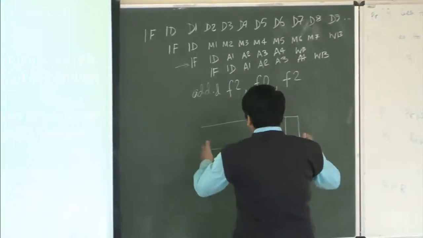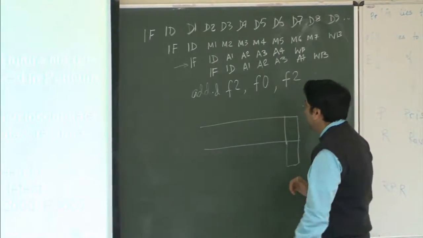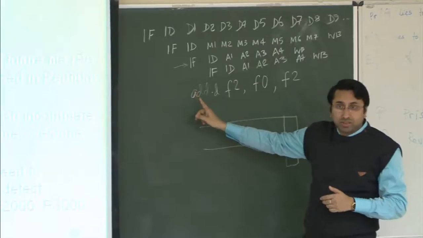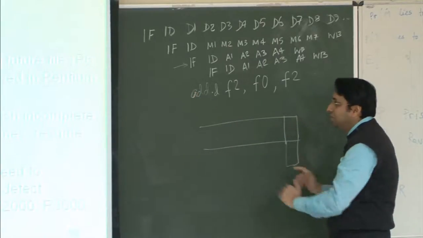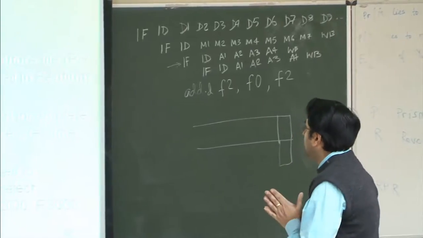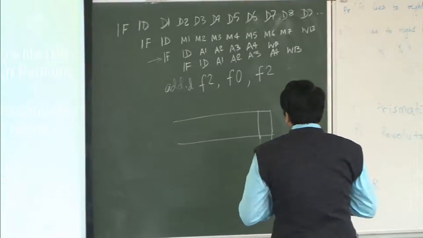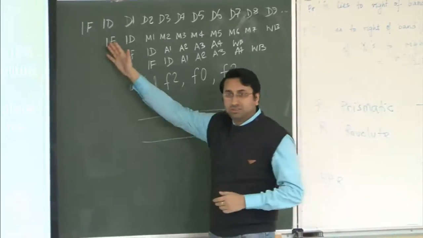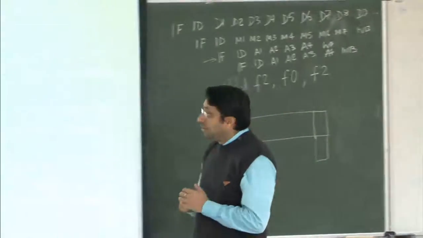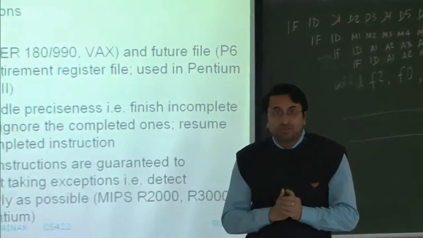It has a certain size, of course, which essentially means that if this queue is full, you cannot fetch anymore. You have to stop. Right. So we'll talk about this queue in more detail later. It has various other names and all. But just keep in mind that it is essentially maintaining the order of instructions, the order in which they are fetched. Right. Any question on history file and future file?